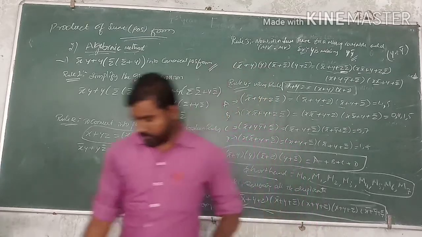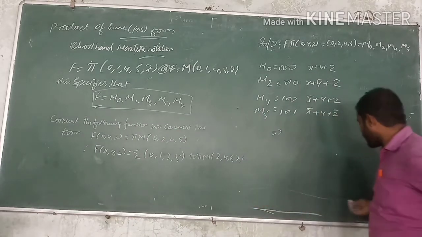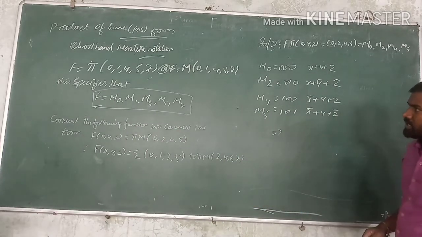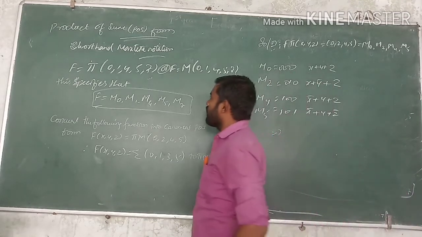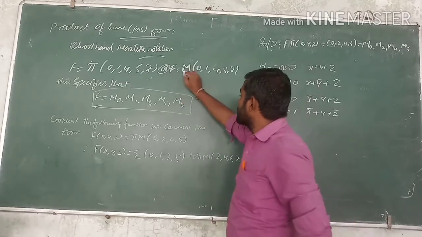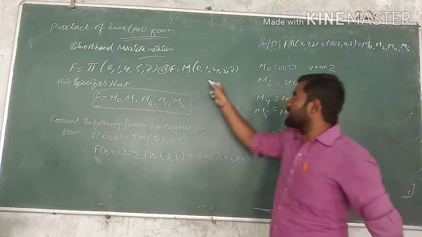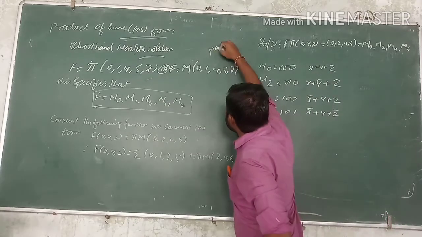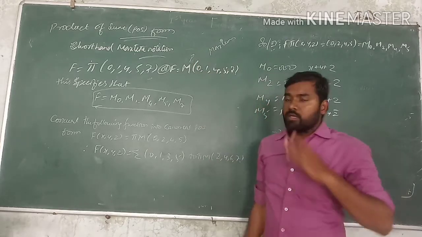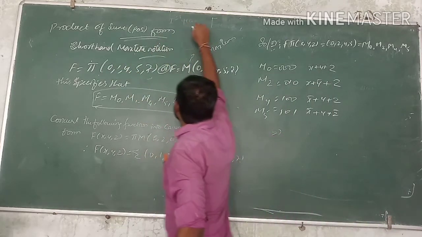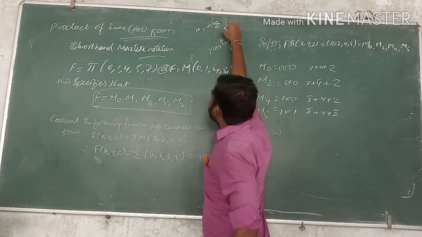Now, shorthand min term and max term notation. In the previous part we generated the canonical equation form, and the same thing is considered here: f is equal to pi 0, 1, 4, 5, 7, or f is equal to capital M 0, 1, 4, 5, 7. Either you can write like this or like this. Be clear that this is a max term, capital M, and here we use pi. For a min term we use sigma and small m.